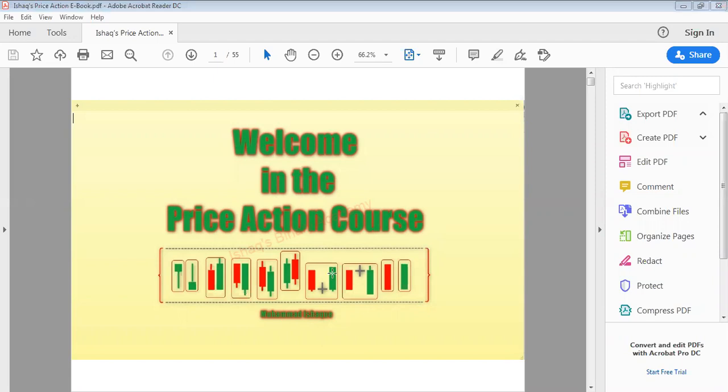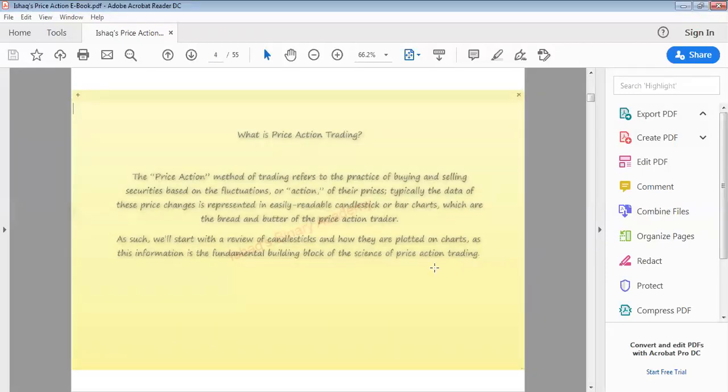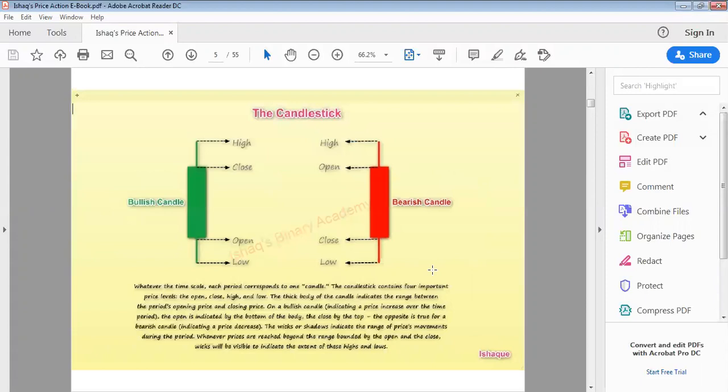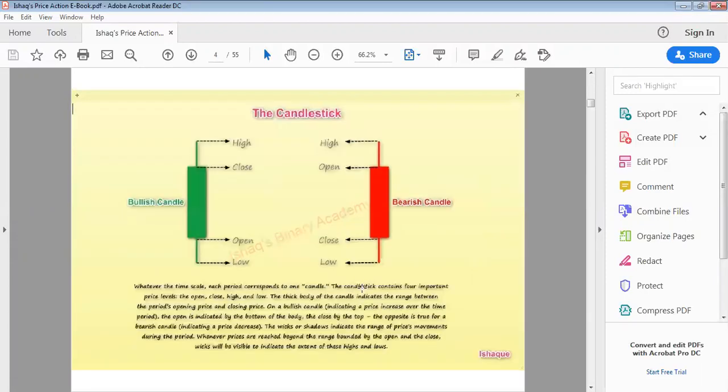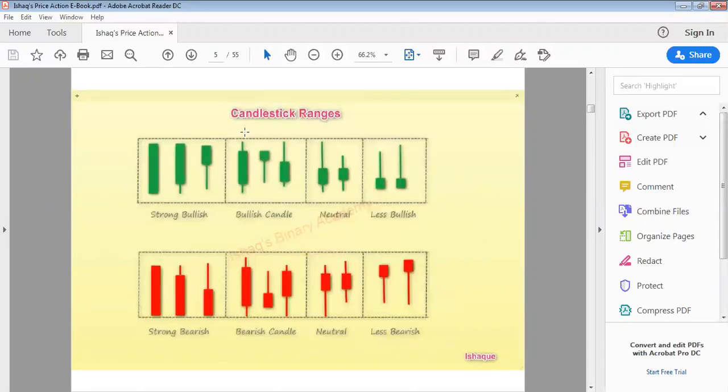Okay. On the first page, it is written Price Action Book. But when you scroll down, you will find the lessons. Before that, if you are not familiar with the candlestick, then you read about candlestick formation and development. After understanding this formation and development, you start with the ranges, the candlestick ranges.